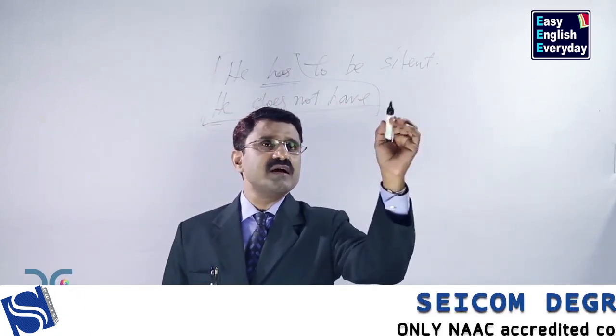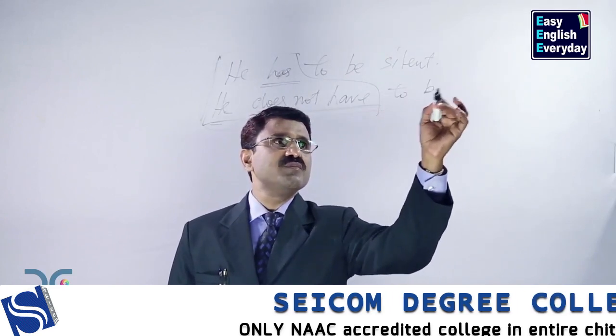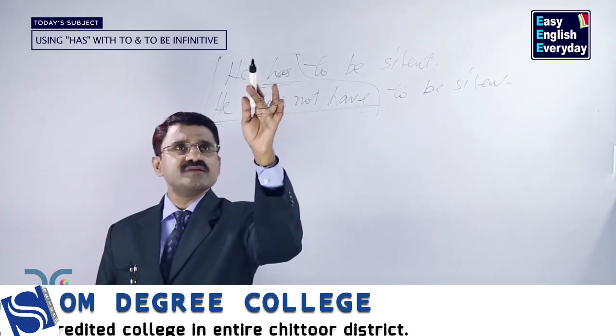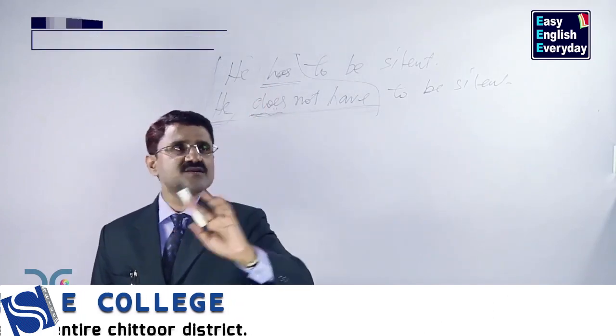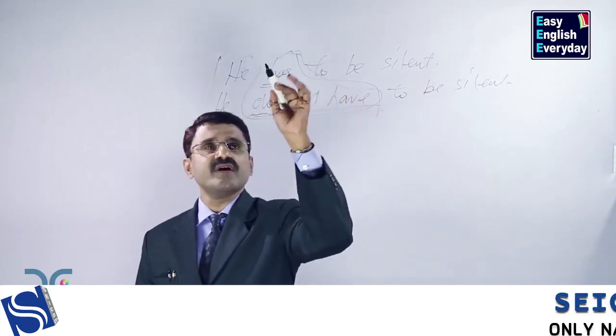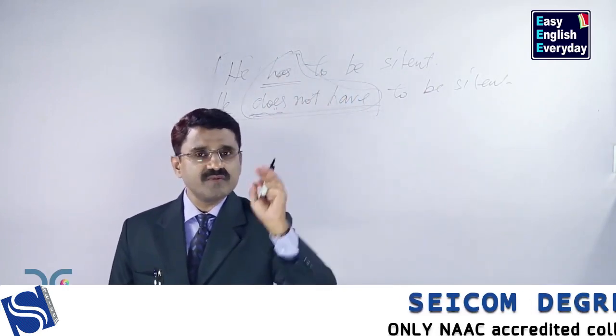He has to be silent. He does not have to be silent. Look at the sentence. We are not making any changes. This person, he, as it is. To be silent, to be silent. This is the only area where we are making a change. So you have to be very careful.